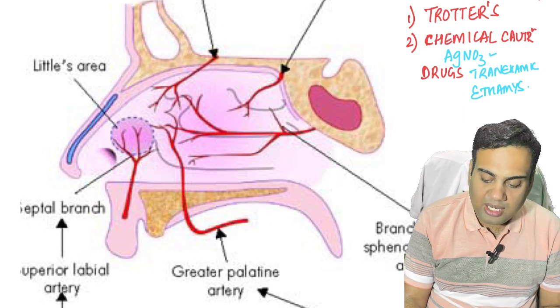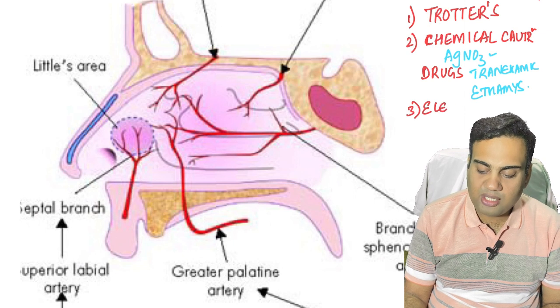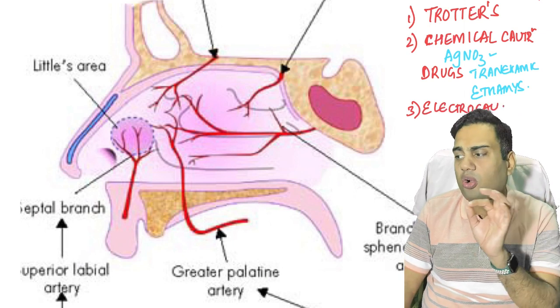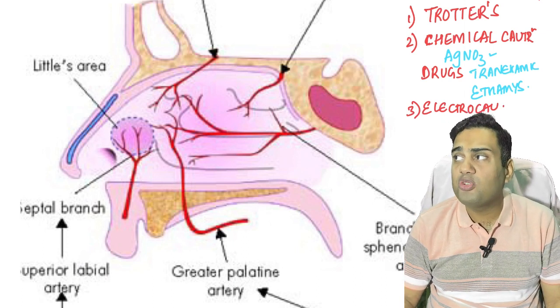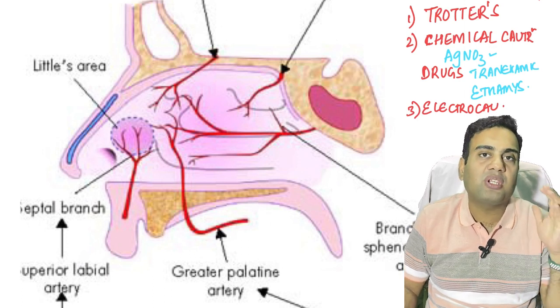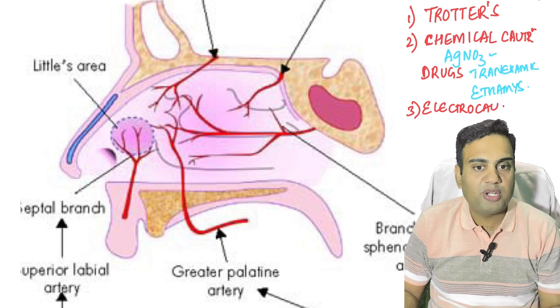The third thing that you can do is electrocauterization. इलेक्ट्रोकॉटराइजेशन का मतलब क्या होता है? कॉटरी मशीन आती है, उससे आप बर्न कर दो. पर ये हम usually easily नहीं use करते. क्यों? क्योंकि मान लीजिए पेशेंट का बीपी है 200/120 millimeters of mercury.